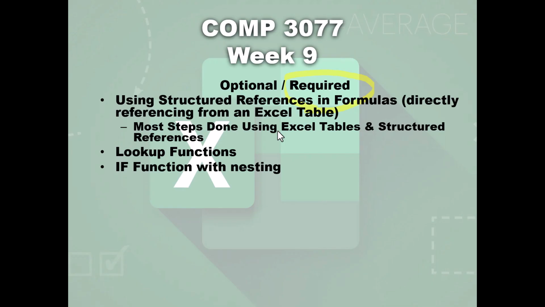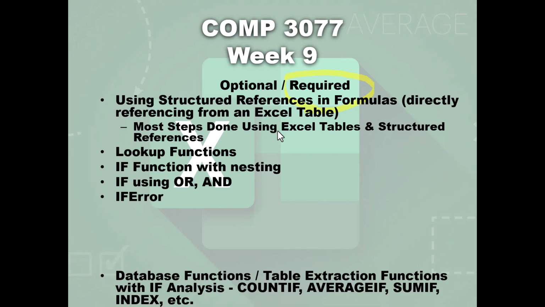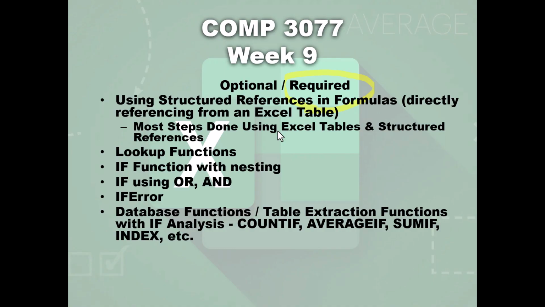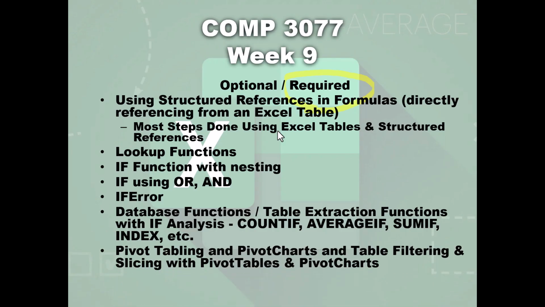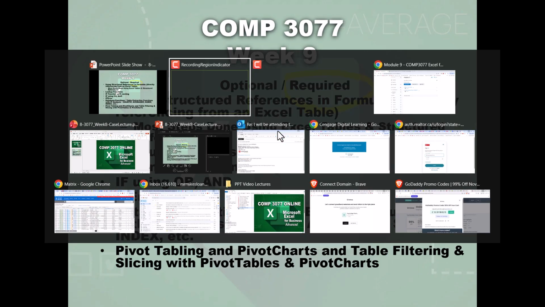We're going to do some lookup functions again. We're going to do an if function with nesting. We're going to use if with or and an if error function. So lots of cool stuff in here we're covering. And pivot tables and pivot charts. So it's a bit of a whopper of a case. It won't be quite as short as last week, although it's not going to be super long. So let's get into it.